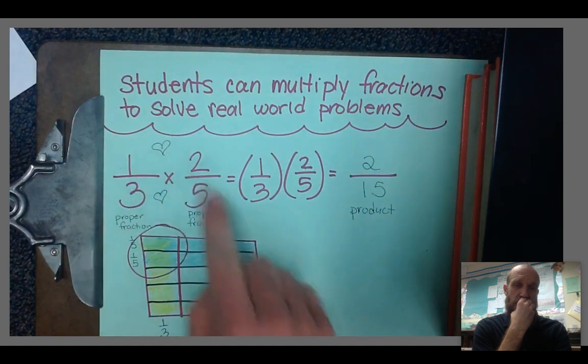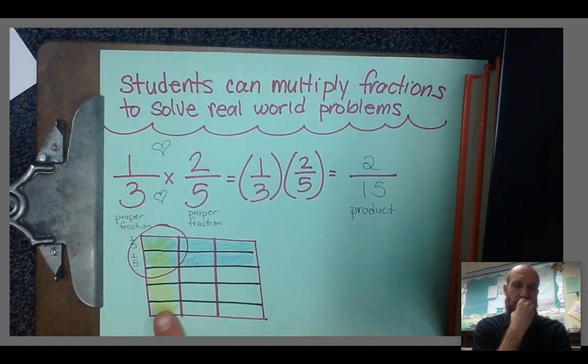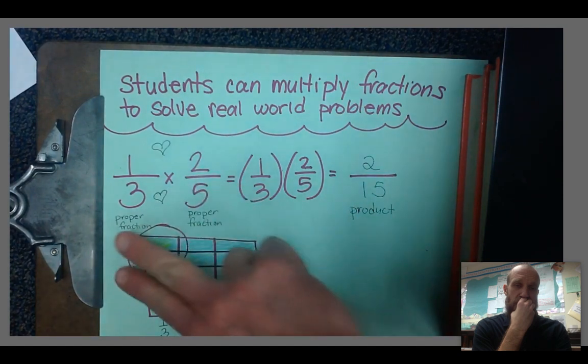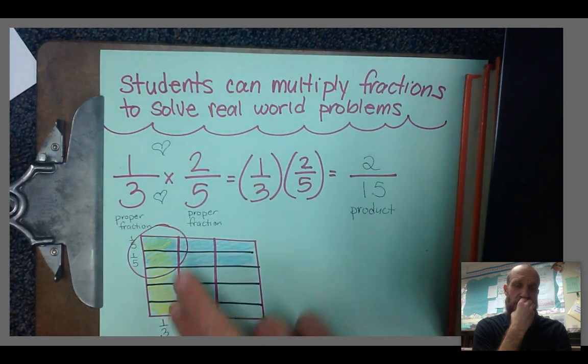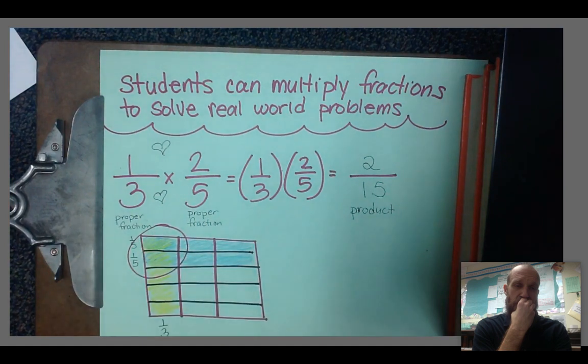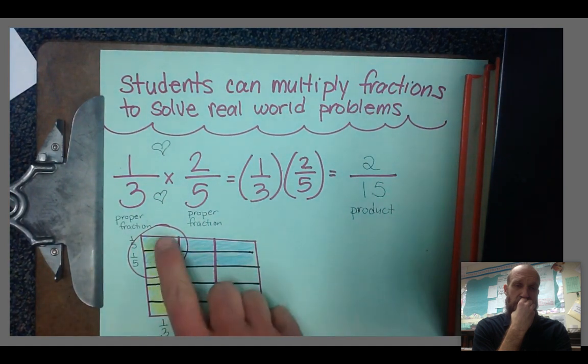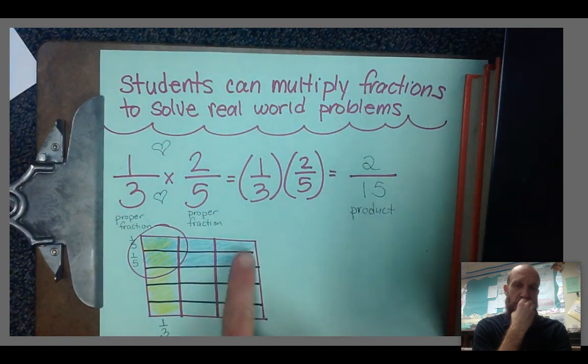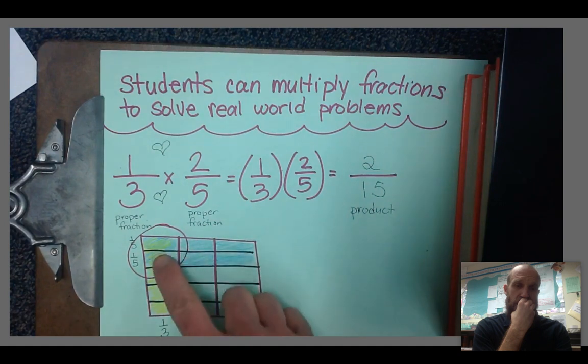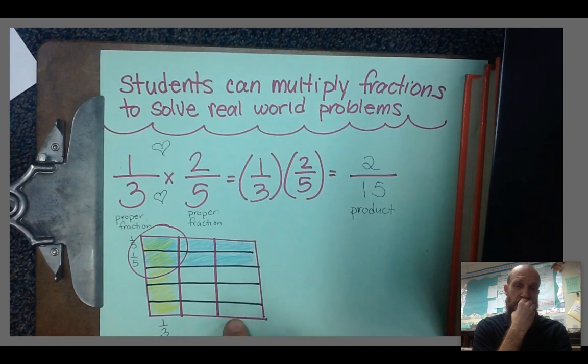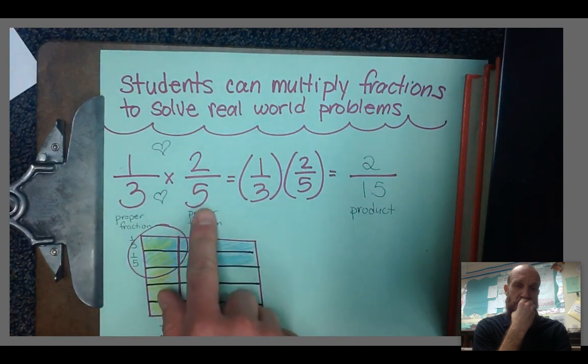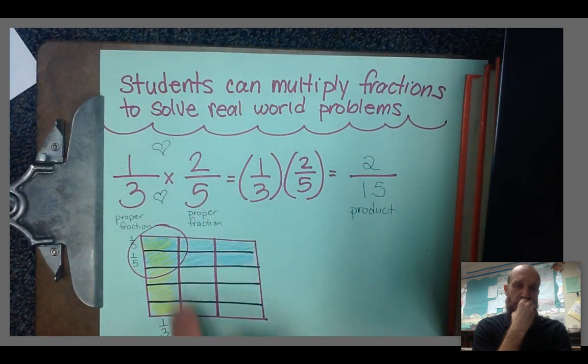So 1/3 was shaded, 2/5 were shaded. Where they're double shaded, where they overlap, that represents two parts out of a total of 15. 1, 2, 3, 4, 5, 6, 7, 8, 9, 10, 11, 12, 13, 14, 15. So 1/3 times 2/5 equals 2/15. There it is in a visual model form.